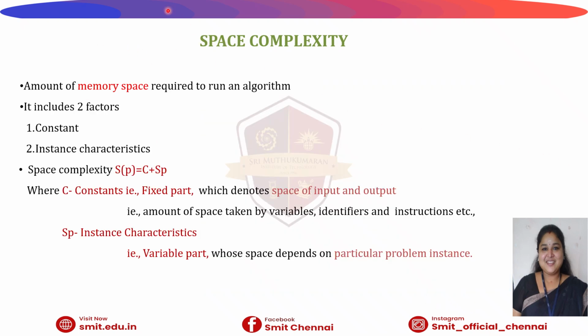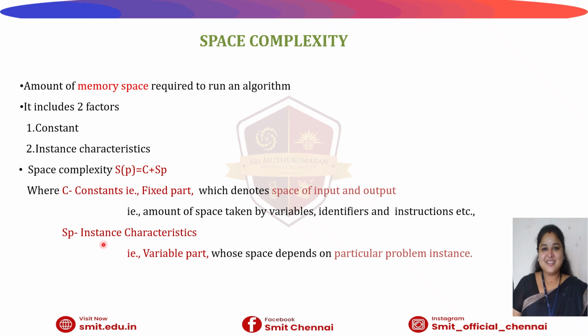Next one is space complexity. Space complexity is nothing but the amount of memory space required for the algorithm. It includes two factors, constant factor and instance characteristics. The constant factor is nothing but some constant values. See, for int a, b, c, a, b, c are constant values, that is, they will not change at any state. So this is a fixed part. Space for inputs and output values comes under constant values.